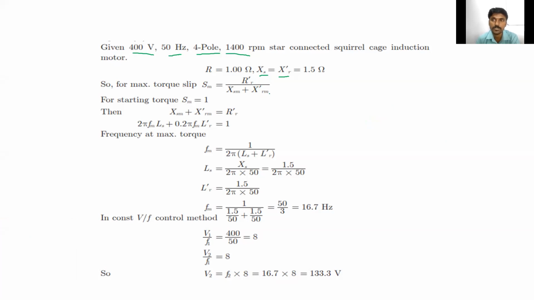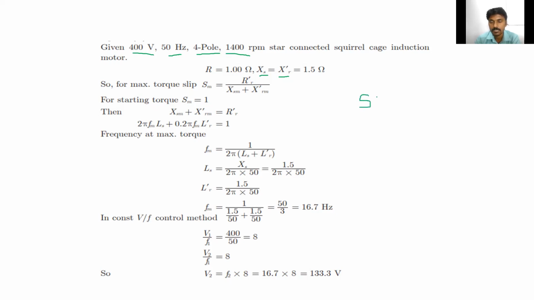These equations come from the equivalent circuit of the induction motor. I think this topic was already covered by HOD madam previously, that's why I have directly taken the equations. So for starting torque, Sm is equal to 1. Why did we take slip as 1 for starting torque?